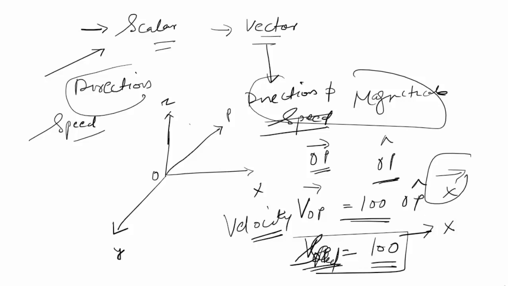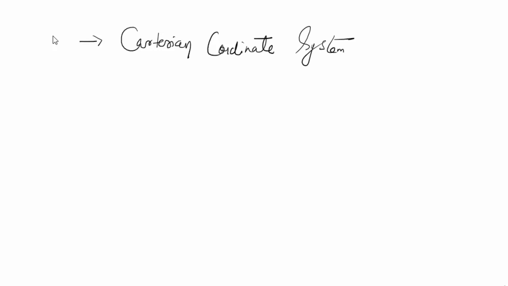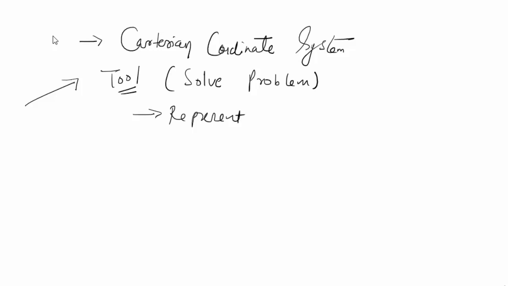Again, it is possible to represent these quantities, and to represent them we could use the Cartesian coordinate system. To understand it, this was invented later, and this is a tool which we are going to use to solve problems related to vectors. You can also use this tool to represent vectors, and to find the unit vector, etc.